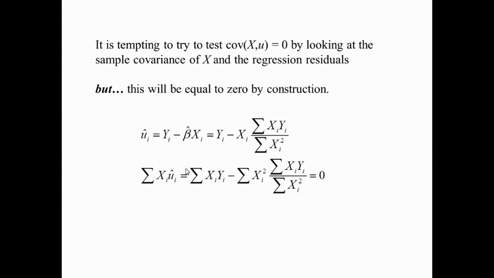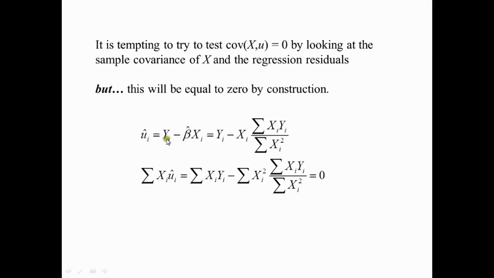Now, given that the covariance of x and u is a key factor in determining whether or not an estimator is consistent, it might be tempting to try to test this condition by looking at the relationship between the x variable and the regression residuals. So we use the regression residuals as an estimator of the errors, which are unobservable, and we look for whether or not there's a correlation or non-zero covariance between the x variables and the u hats, the regression residuals. But we've got a problem. The problem is that by construction of the OLS estimator, the x variables and the regression residuals are uncorrelated. So we cannot use this as the basis of a test for the non-zero or zero covariance between x and u.